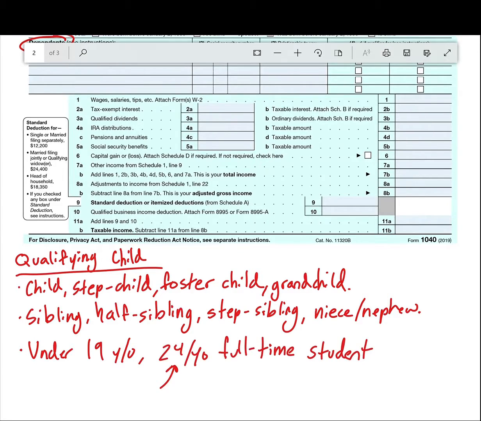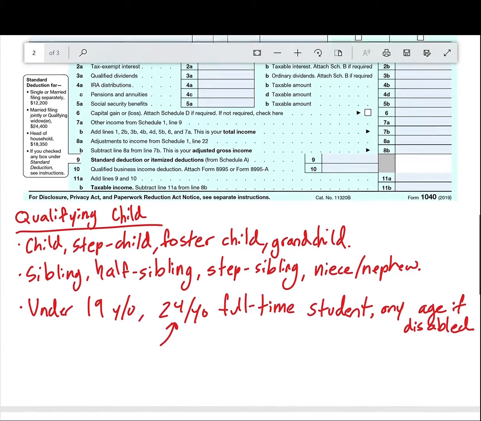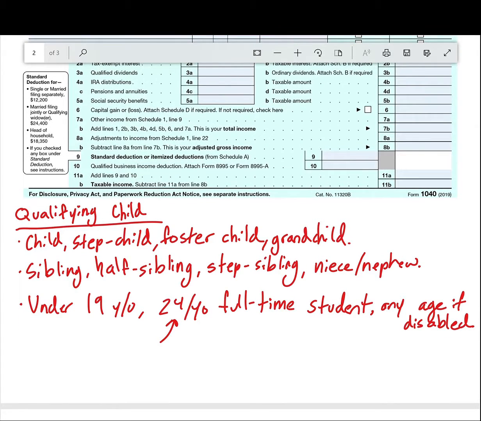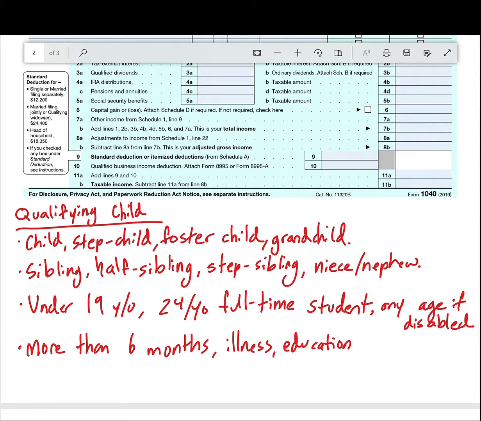The qualifying child can also be under 24 years old at the end of the year, as long as they are a full-time student enrolled at least full-time during some part of at least 5 months during the year. The qualifying child can be any age if they are permanently and totally disabled at any time during the year. The qualifying child must have lived with the taxpayer for more than half the year, unless temporarily absent due to illness, education, such as the child is away at college, business, incarceration, or they were away for military service. The qualifying child cannot have provided more than half of his or her own support during the tax year, and only one taxpayer can claim the dependent at a time.